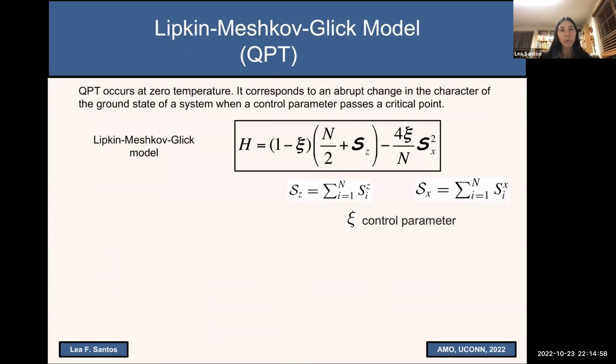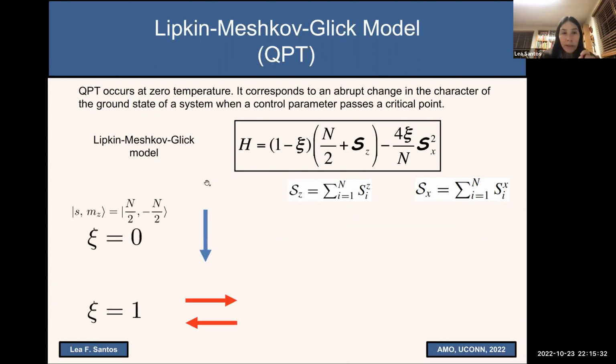Let's see another example. Still kind of similar, we're still thinking about spin, but now instead of a lattice of spins half, we have just a single spin. So this Sz here is a sum of Pauli matrices, or a sum of spin half operators. And so what we have now is a single spin, which has this size N/2. And again, we have two competing terms in this Hamiltonian. Xi here is our control parameter.